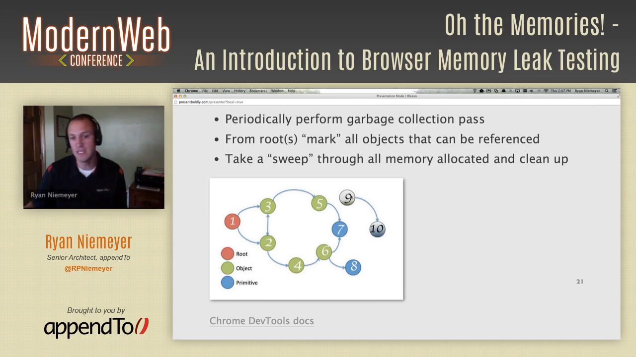Now, if 9 and 10 had that circular reference that we talked about in the previous slide, it wouldn't matter because nothing from the root can actually touch them. So it doesn't matter if they reference each other. They still would get cleaned up because there's no way to get to them from the root.